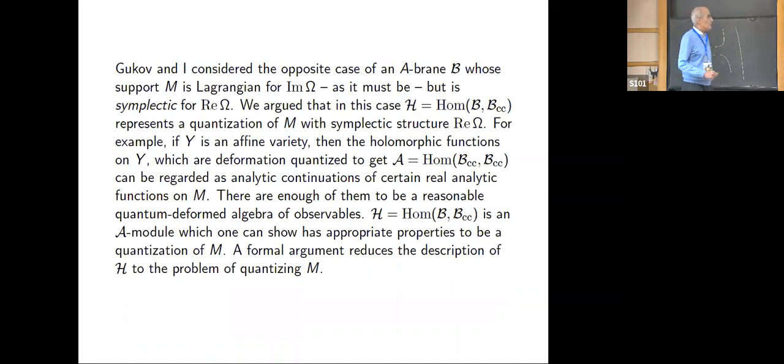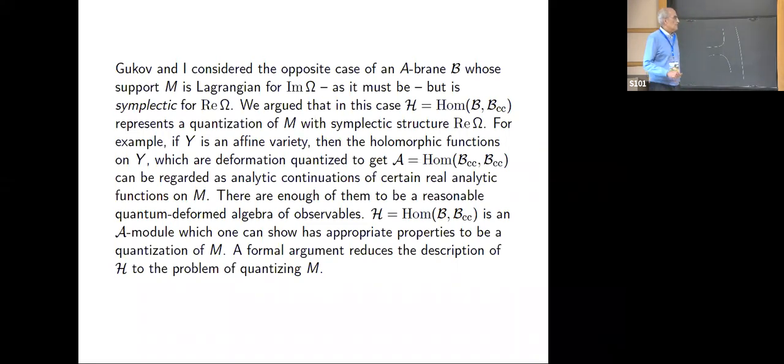Gukov and I considered the opposite case of an A-brane B, whose support is Lagrangian for Re omega, as is required in the A model, or for the Fukaya category, but is symplectic for Im omega. And then we argued that in this situation, Hom from B to B_cc represents a quantization of M with symplectic structure Im omega. So that makes sense because we assumed that M is symplectic for Im omega, so we can try to quantize it. And we claimed that the Hom space is then such a quantization.